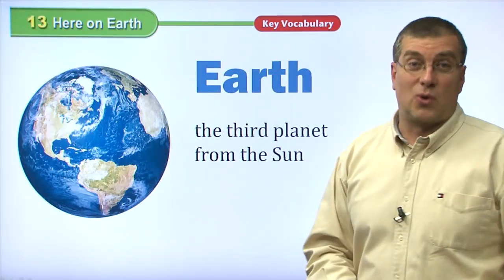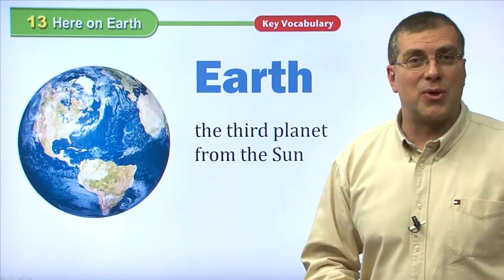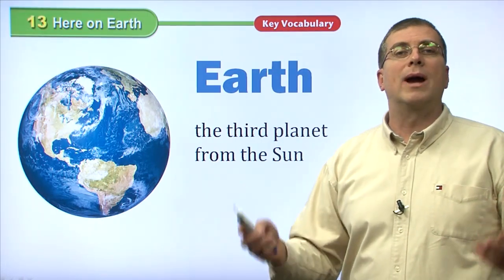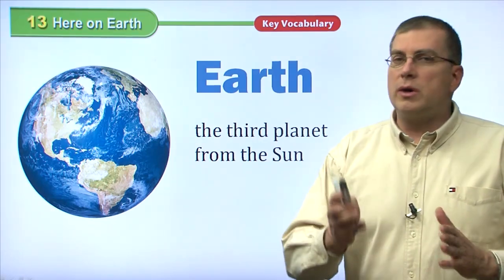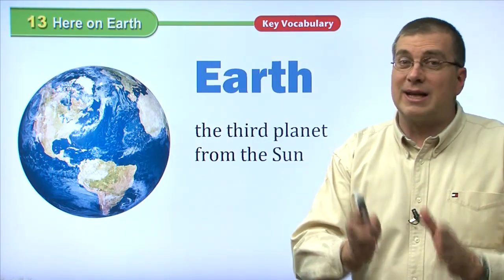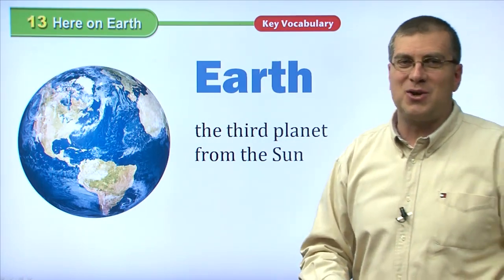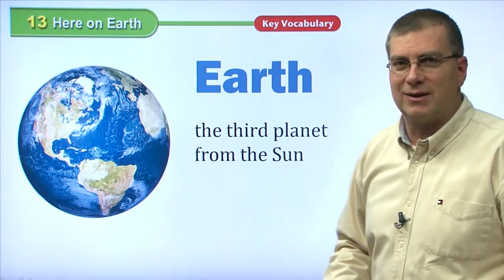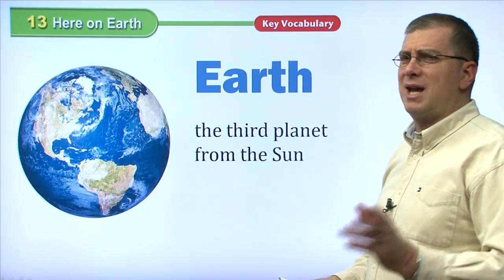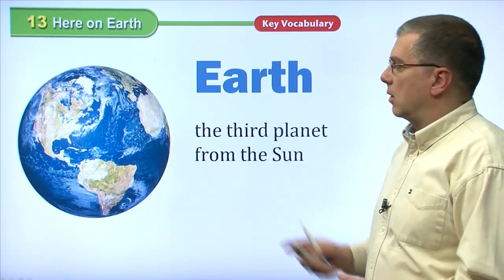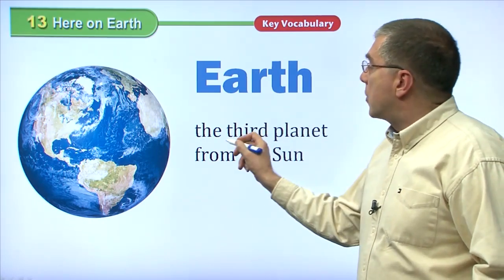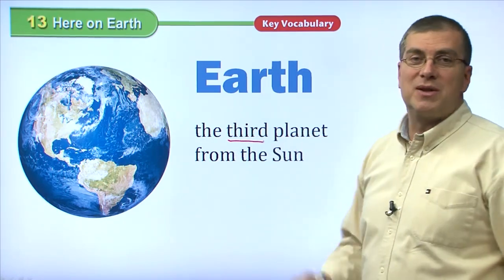The first word, of course, we're talking about is the earth. The earth. This is where we all live. No, none of you live anywhere else except for on the earth, right? Nobody, none of you live on the moon yet. Maybe someday we'll live on the moon, but not yet. Right now we live on the earth, and the earth is the third planet from the sun.